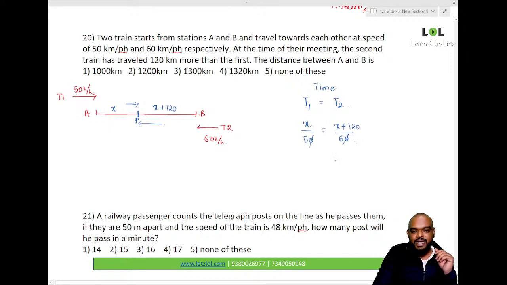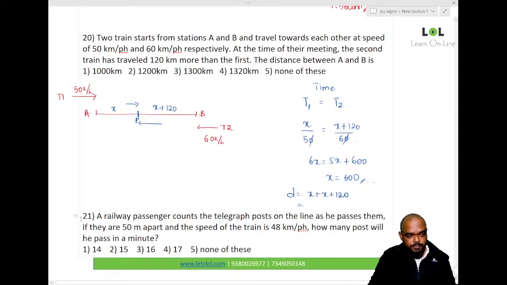So 0, 0 cancel. What do we get? 6x is equal to 5x plus 600. So what will be the x value? X value is 600. We got x value as 600. We know total distance is x plus x plus 120. So that is 2x plus 120.